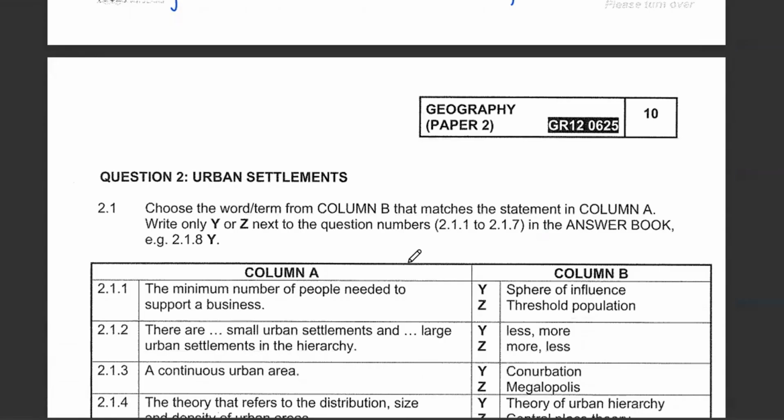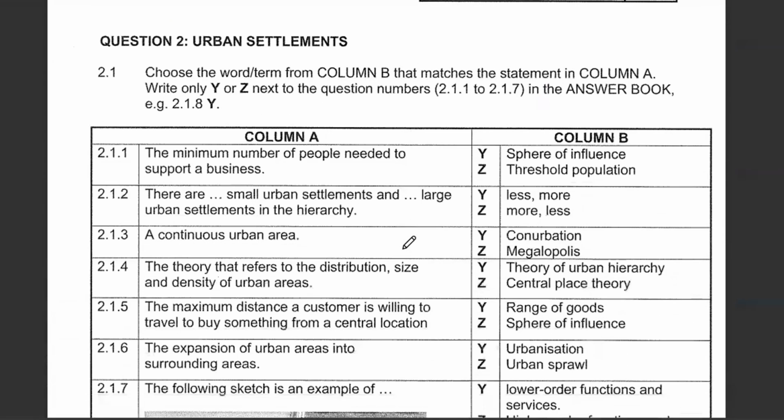Then the following question is question number 2, which is on urban settlements. We're going to go through the questions. Minimum number of people needed to support a business, that is a threshold population. The next question. There are dash small urban settlements and dash large urban settlements in the hierarchy.